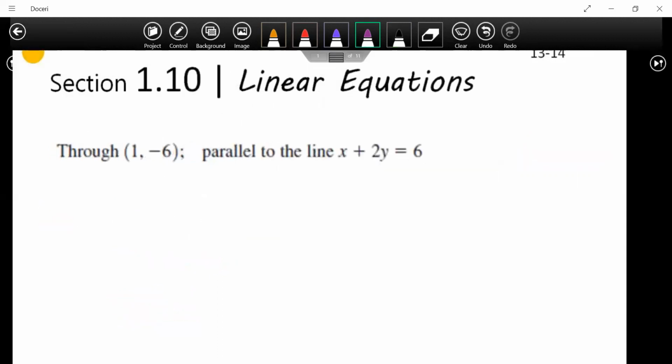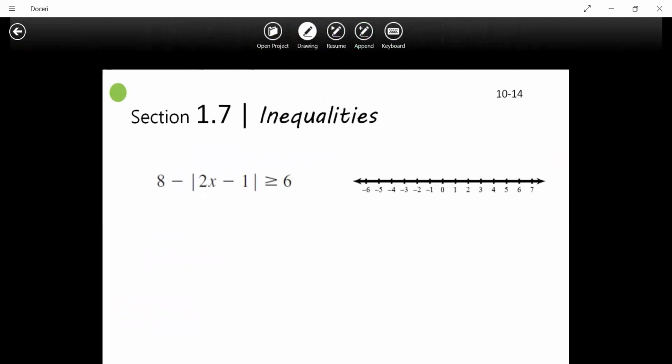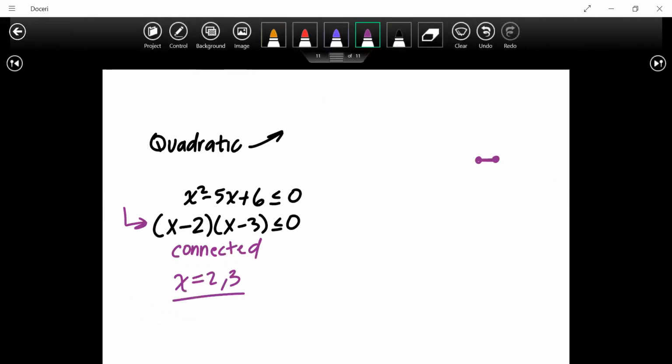Here we go. Next type of problems we're going to see here. Inequality types.